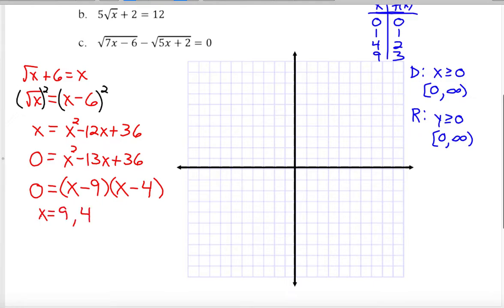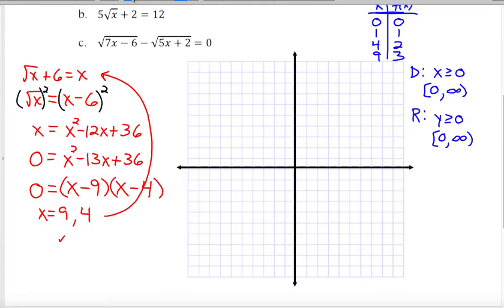Now, like I said, you got to go back and check it in the original equation. So if I plug in 9, I'm going to get the square root of 9 is 3 plus 6. And I plug a 9 in for the other x, and yeah, that's true. So the 9 works. Let's try the 4.